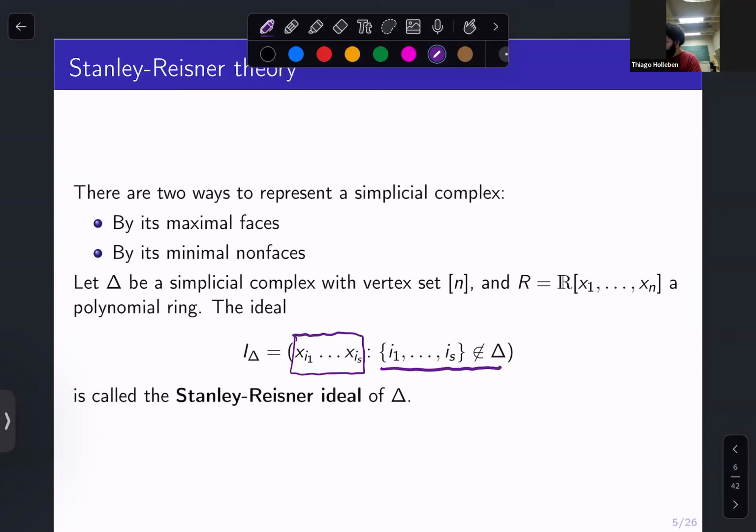Okay, this is very useful when you're going to study simplicial complexes, simplicial polytopes, and things like that. Okay, and it's a very nice connection with commutative algebra.